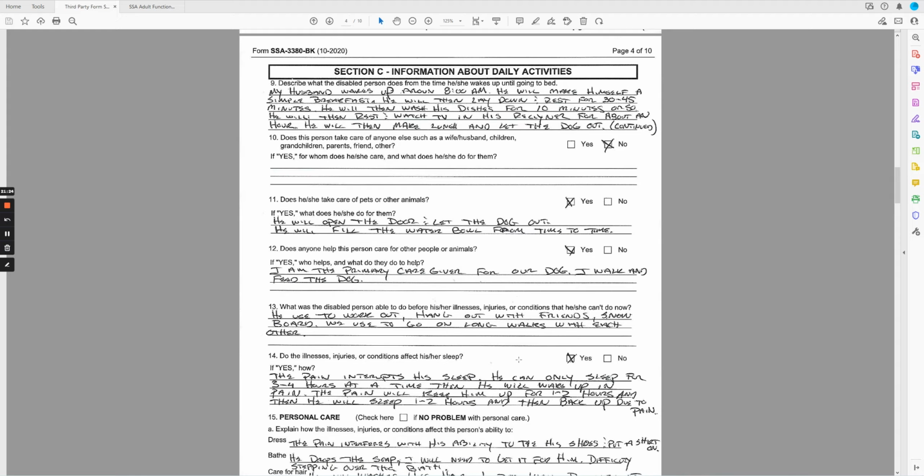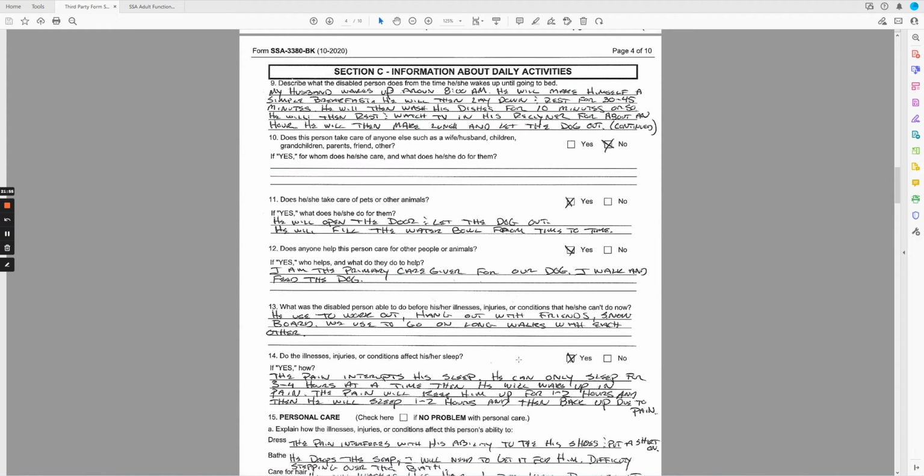So here we did the example of, yes, taking care of pets. And then he will open the door and let the dog out. He will fill the water bucket from time to time. So it's a little vague, time to time is a little bit more vague. If you happen to know the answer, like, he'll fill the water bowl one time per day, you can write that. And if you don't know, you can just write, he will fill the water bowl, and I don't know how often.